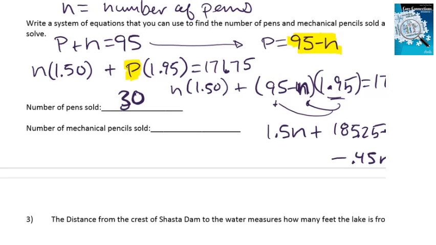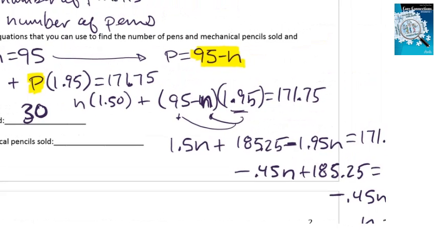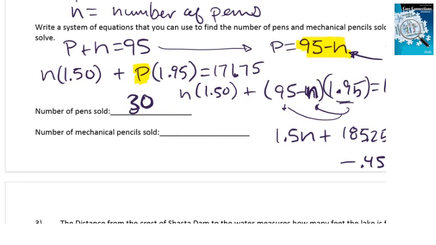And then in order to figure out the number of pencils, which I used P to represent, it's just going to be a matter of taking this 30 that we found for N and plugging it into this equation. So 95 minus 30 ends up being 65.